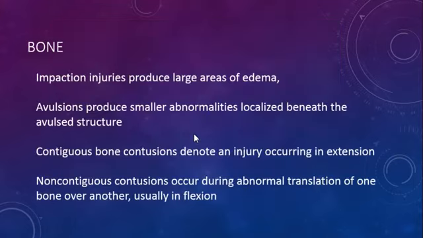Regarding the bones of the knee joint, impaction injuries will produce areas of edema, while avulsion injuries produce smaller, localized areas of edema beneath the avulsed structure. We should keep in mind that bone contusions can be either contiguous or non-contiguous. Contiguous bone contusions denote an injury occurring in extension, while non-contiguous contusions usually occur during abnormal translation of one bone over another, usually in flexion.